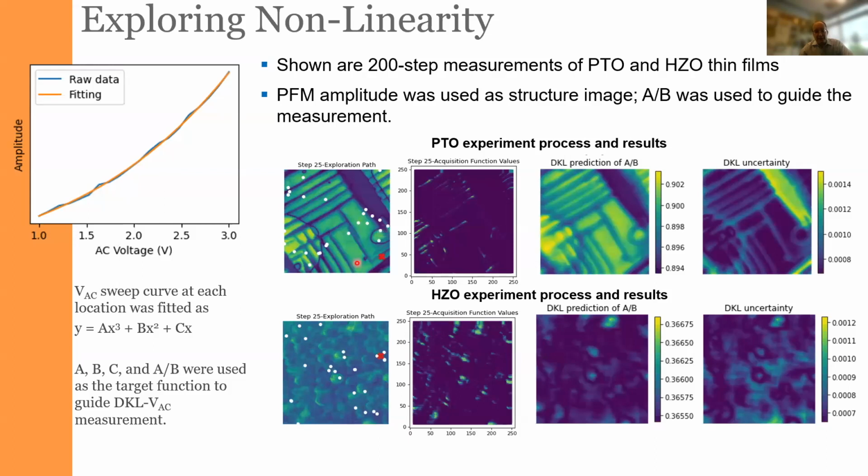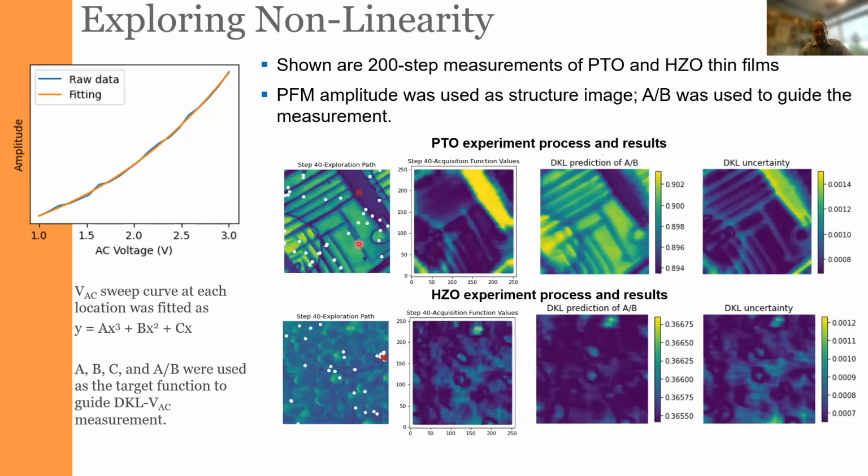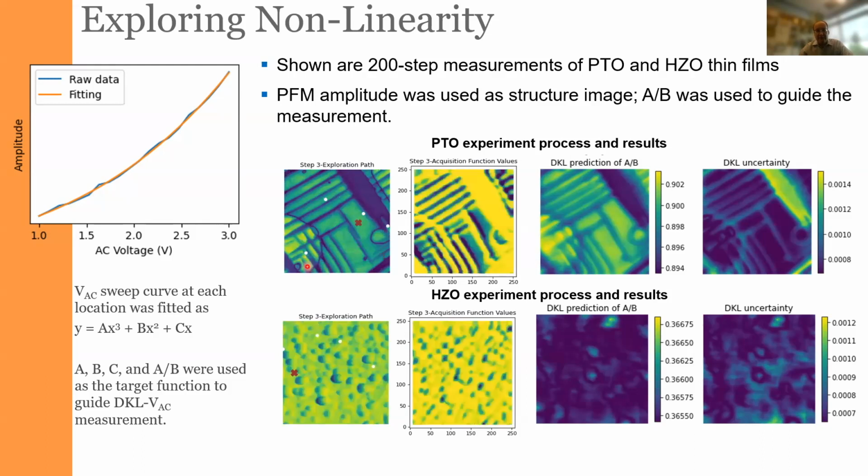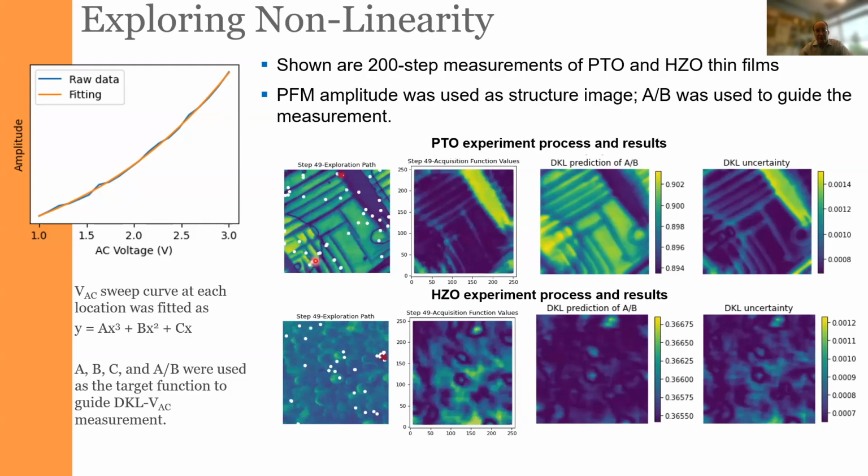Anyway, so in this particular case, we see that the exploration pathway is the following. So we explore several locations, but you can see that after a while, the algorithm decides that this region is particularly important. So this is another example.